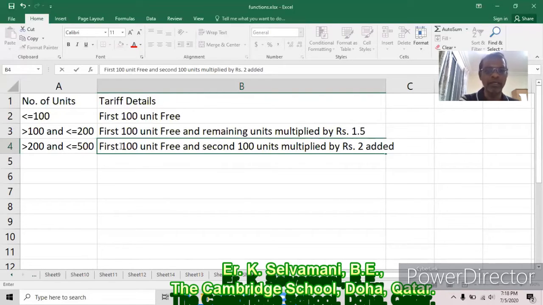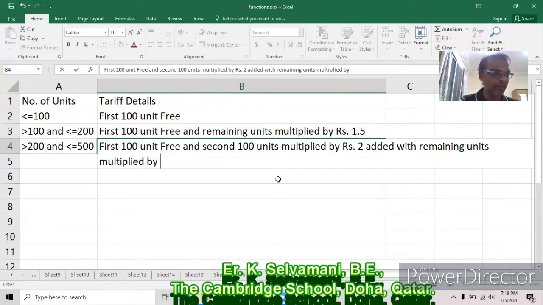See here, 100 plus 100, 200 units are over. If more than 200 units are there, then that should be added with the remaining units, that is, after subtracting 200 units. The remaining units are multiplied by rupees 3.